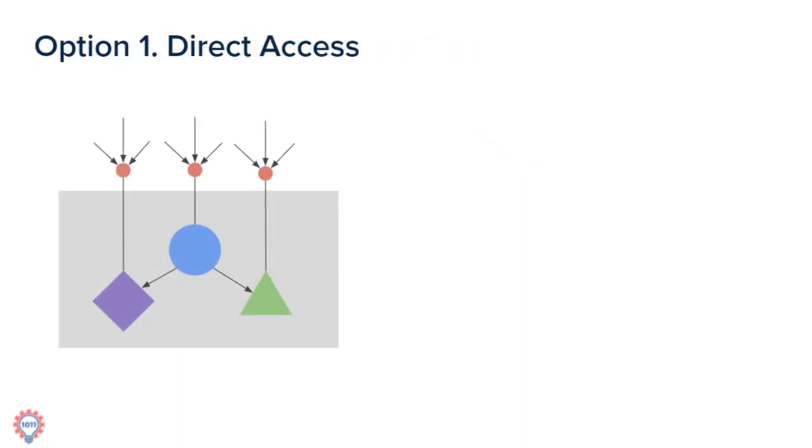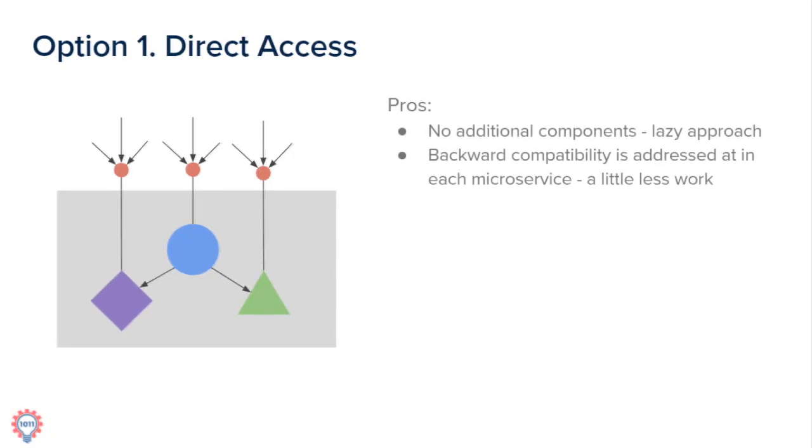The first option is to expose all microservices directly. You simply build a RESTful interface, implement some sort of security, and then you publish those interfaces to outside consumers. If you need to change an interface, then you'll provide backward compatibility at each microservice independently. That's a very simple approach that doesn't require a lot of effort, but it has lots of significant drawbacks.